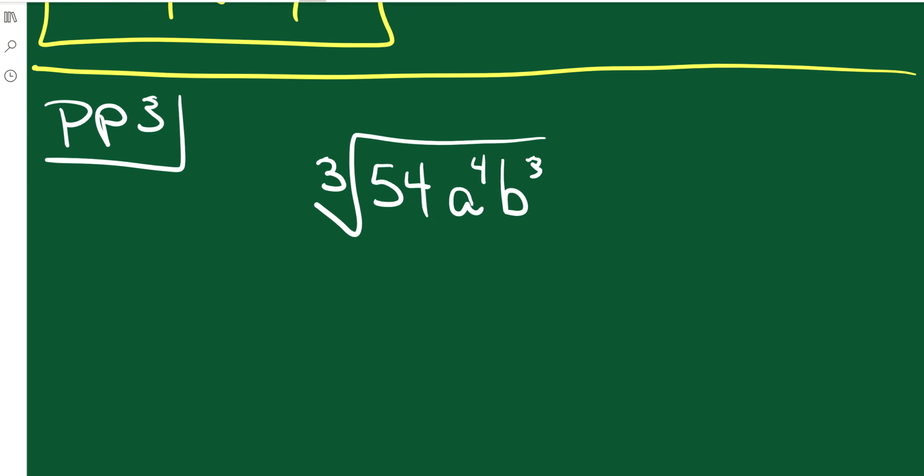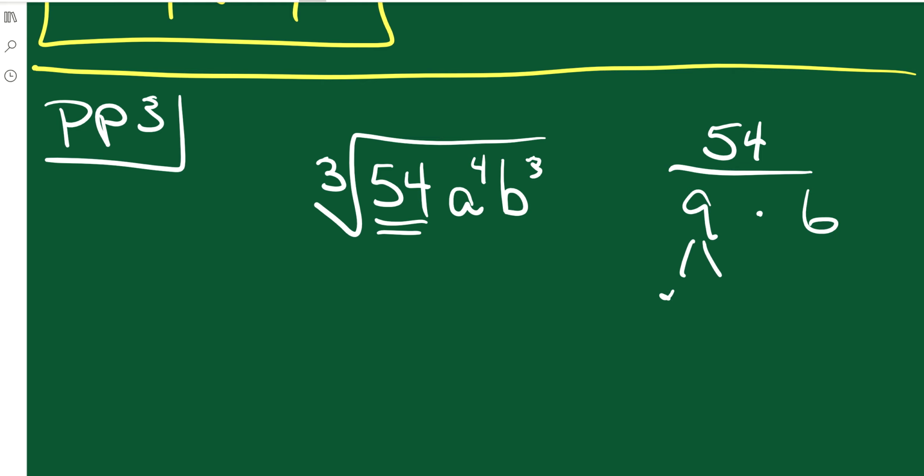Practice problem 3. A little bit different, but the process is still the same. I want to take this 54, bring it over to the side, and do the prime factorization of 54. That's like saying, what is 9 times 6? The first two numbers I think of that equal 54. The 9 I'm going to break down to be 3 times 3, and of course these are prime. And the 6 breaks down to be 3 times 2.